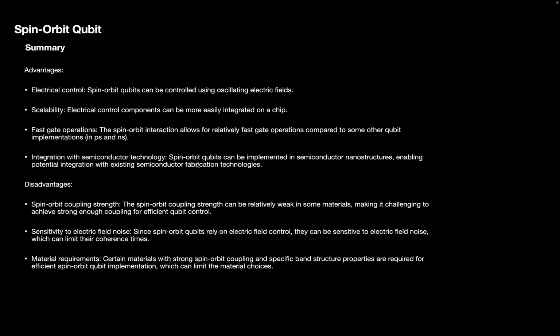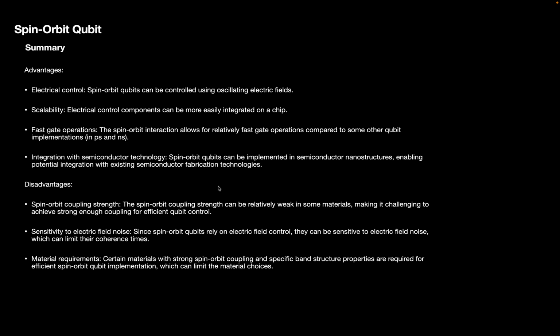And the disadvantages are mostly centered on material. You want spin-orbit coupling to be strong, and spin-orbit coupling can be relatively weak in some materials. And it also is sensitive to electric field noise because now you are essentially using an electric field to drive your spin. And another material requirement is that certain materials with strong spin-orbit coupling and specific band structure properties are required for efficient spin-orbit qubit implementation, which limits your material choices.